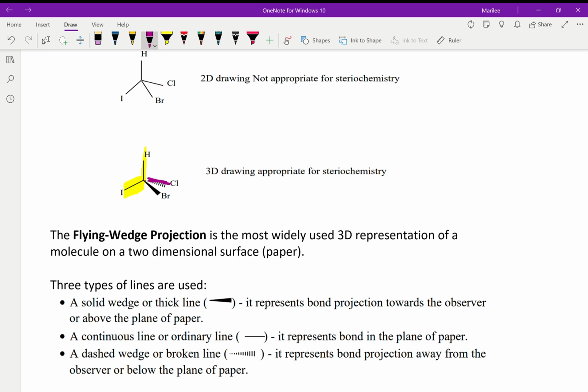So if you can try to picture this, the two yellow lines are in plane of the paper, and then the dash line is going away from the paper, so it's like going towards the back of the paper, and then the solid thick line, the wedge line, is coming towards us, so it's like coming out of the paper.